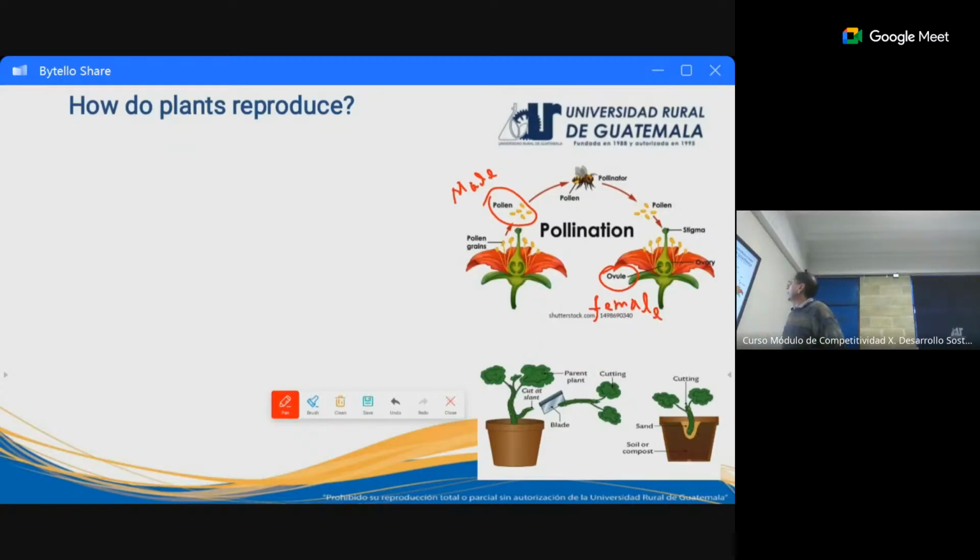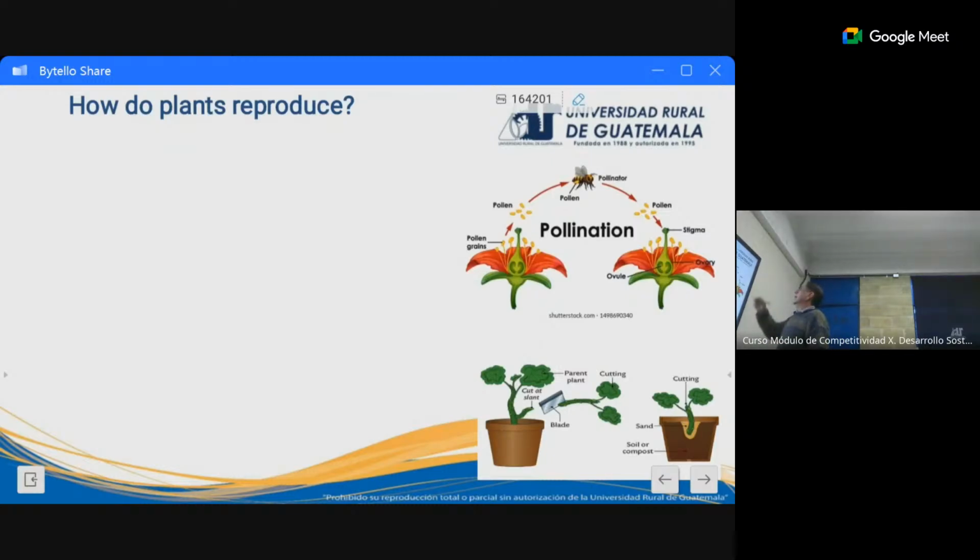Okay, with this process, the sexual reproduction, plants are able to create a new plant. But in this process, plants also need the help of a pollinator, like the bee that you see here, an insect that helps plants in order to create a new one. And these are the basic processes of sexual reproduction.